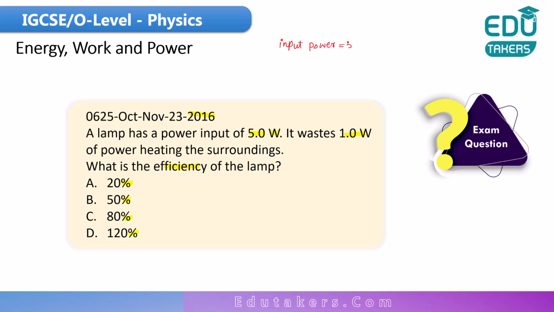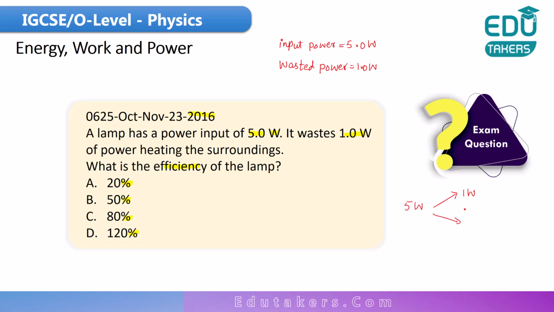This input power is 5.0 watt. After that, it wastes 1.0 watt of the power heating the surrounding. Then the wasted power is 1.0 watt. What does this mean? If I consider that I have total 5 watt input power, then 1 watt of this is wasted into the environment, and the remaining power is the useful output power.